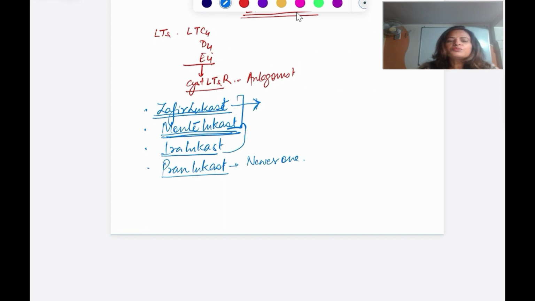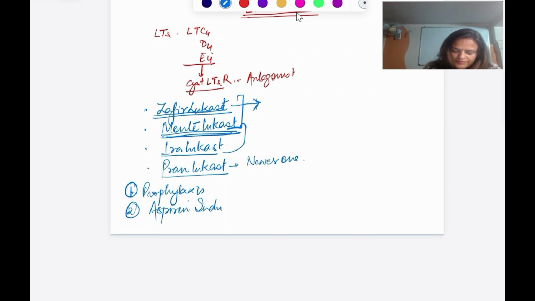Okay, so this group of the drug, they are mainly used for where? Number one, we use it mainly for the prophylaxis. ठीक है, एक तो इसको इसमें यूज करते हैं. Then we use it for the aspirin induced asthma or exercise induced asthma. ठीक है, now how it is going to help in aspirin induced asthma?